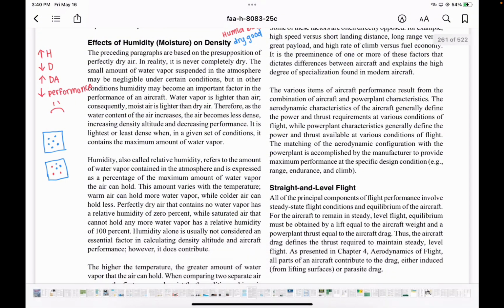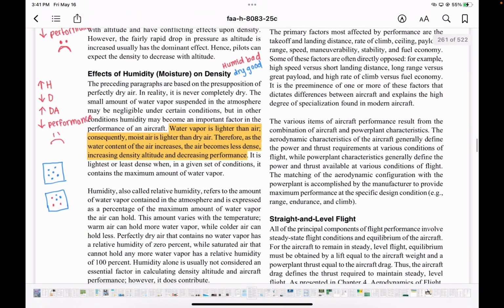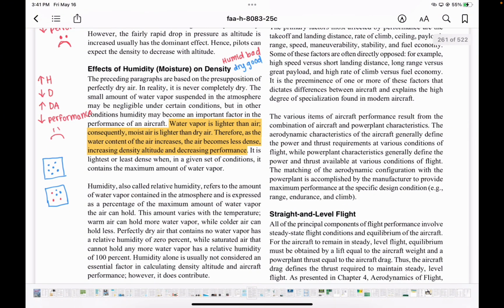That's my way of trying to explain it, but the scientific way is written in the book, and I shall highlight it so you can read it. See right here, water vapor is lighter than air. Consequently, moist air is lighter than dry air. Therefore, as water content of the air increases, the air becomes less dense, increasing density altitude and decreasing performance. That is for the scientific mind, if you liked that explanation more than the one I gave you with my drawing on the side.